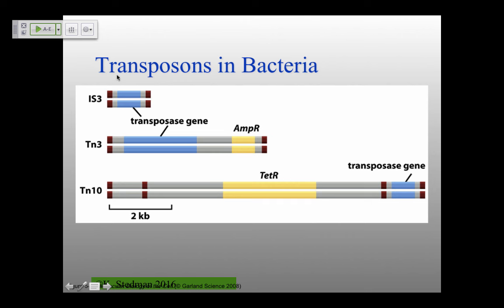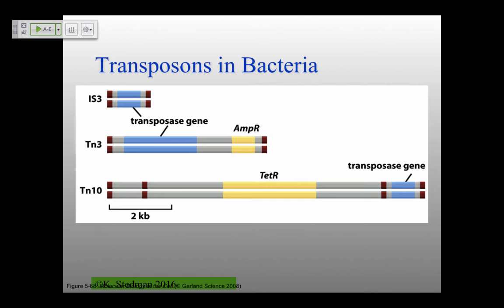The simplest ones, I should say, are those like this, which acts a lot like the cartoon that we had a couple slides ago. It has a transposase gene in the middle, and these two inverted repeat sequences at either end. Again, inverted repeat means that if you've got CATG going from 5 prime to 3 prime here, it would be CATG on the opposite strand going from 5 prime to 3 prime over here. So those are your inverted repeat sequences.